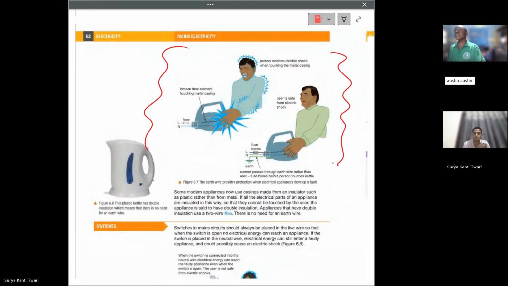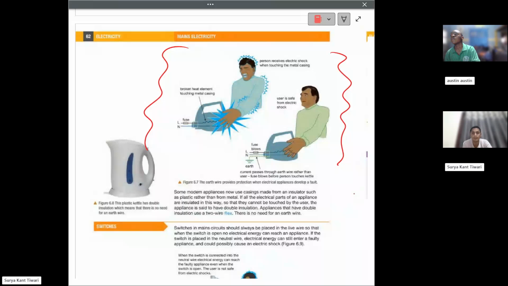A person receives an electric shock when touching the metal casing. A broken heating element touching the metal causes the casing to become live. When an electronic device is metallic, it can cause shock, right? Yes, sir. So that is why there is an earth wire. Have you seen a green colored wire? Yes, sir. There is an earth wire that prevents shock to the people who are using the appliance.